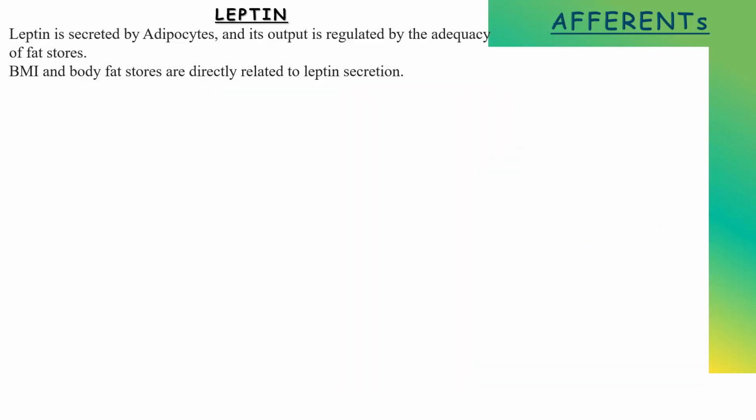So coming on to the very first hormone and a very important hormone secreted by adipocytes, that is leptin. Leptin secretion directly depends upon your body's BMI and your body fat stores. As seen earlier, leptin helps in regulating food intake as well as energy expenditure. How?